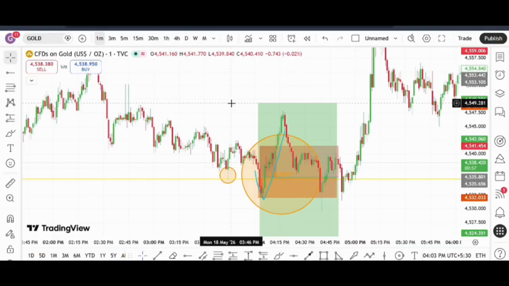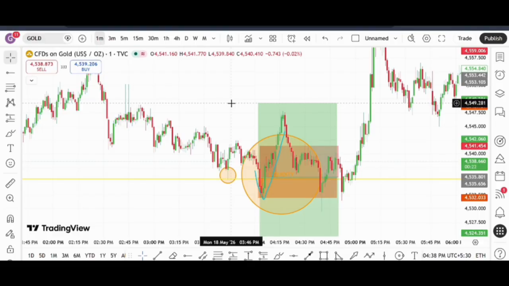Okay, now understand one very important thing carefully. Liquidity itself is not an entry signal. Just because liquidity is taken does not mean the market will reverse immediately. Sometimes the market takes liquidity and continues the same trend. That's why professional traders never trade using liquidity alone. They combine liquidity, market structure, BOS, CHoCH, order blocks, FVG and confirmation.